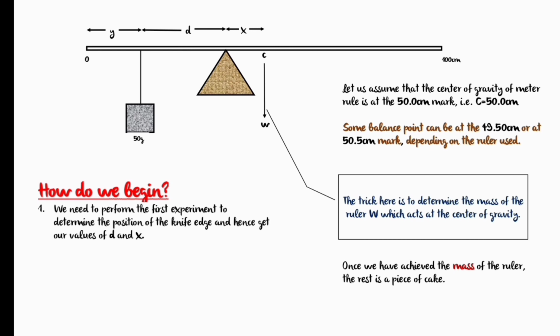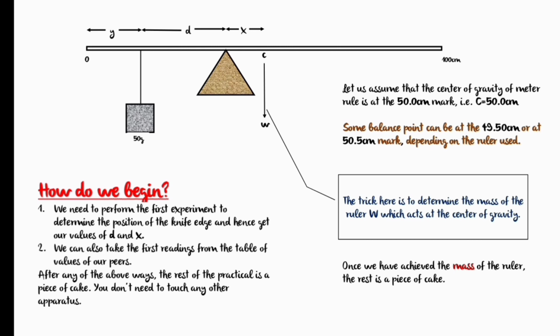Really. Now, if we cannot perform the first experiment, what you have to do is just look out for your friends and copy their own values. Copy the first values, the values they have in their first reading. Just copy it. And that's all. And once you've gotten that, the rest of the practical, like I said, is a piece of cake. You don't even need to touch any other apparatus.